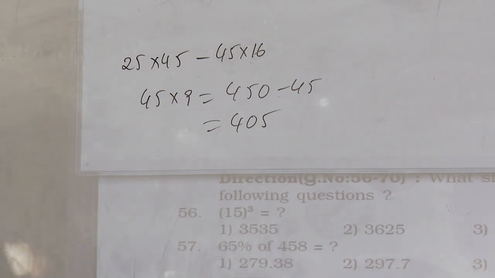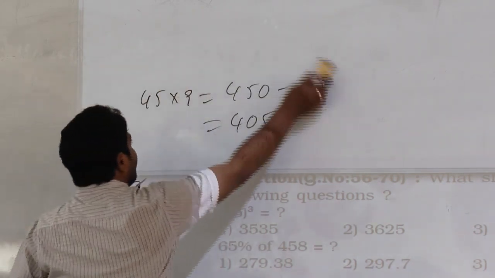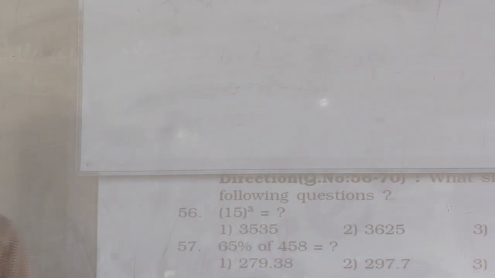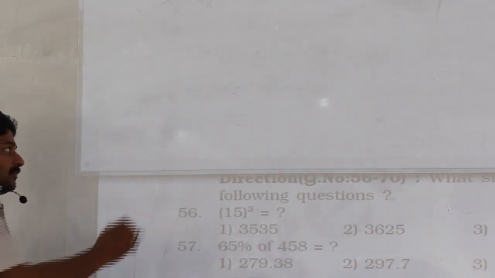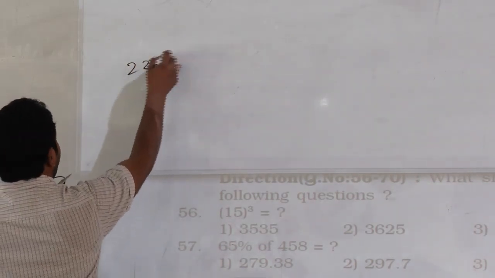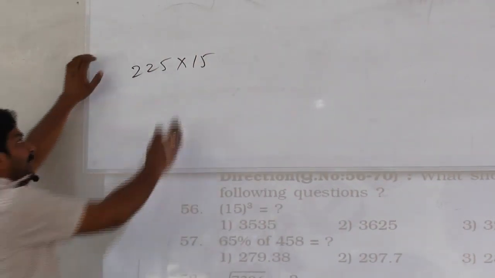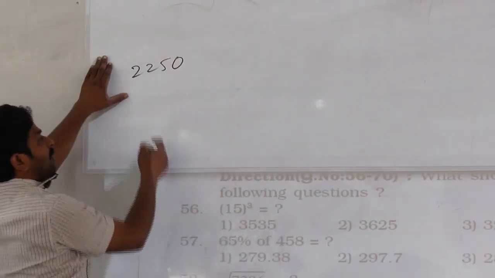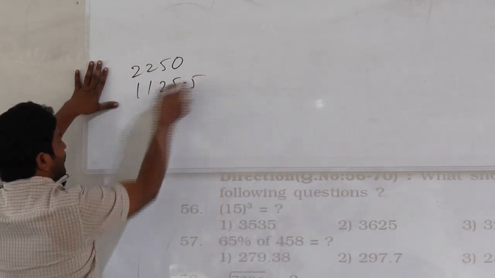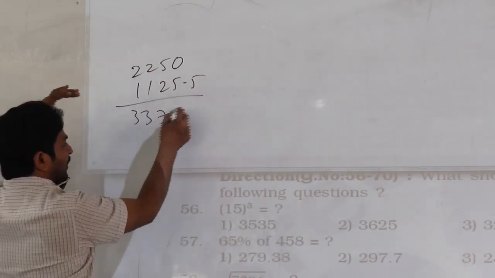Next 56. 15 cube, 15 square into 15. How much is 15 square? 225 into 15 times, 10 times and then half. 10 times of this 0, half of this 1, 25 and a half. Answer 3375.5.